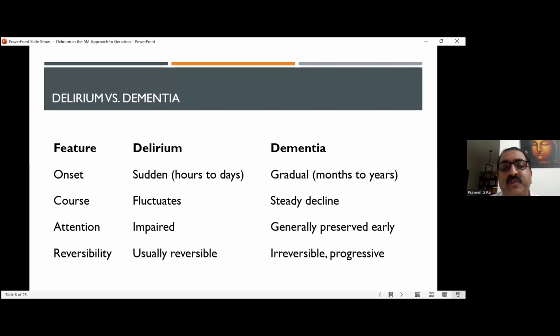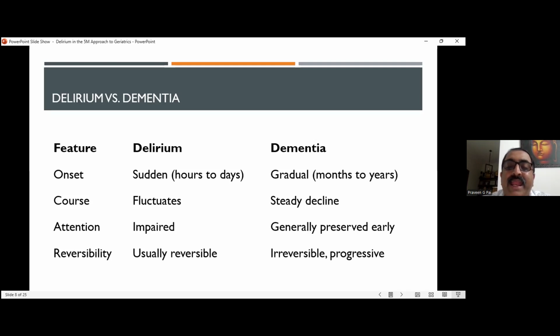So, in the next two slides, I have some comparison, how you quickly differentiate between delirium and dementia. Whatever I said now: dementia would be gradual, the other one is sudden. In dementia, it is a gradual decline. It is not that suddenly one day the person declines. It's a slow process. It may take months to years, or at least months, for a decline, and it's going to be a steadily declining cognitive function.